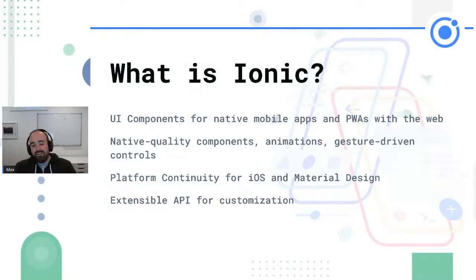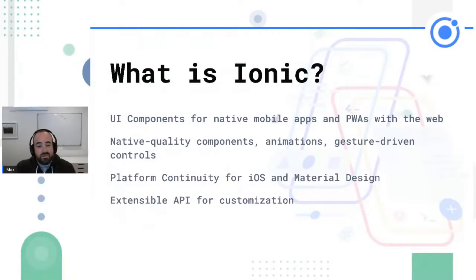Ionic comes with over 100 components that are native quality. So they map to the standard native iOS and Android design patterns, except they're just HTML controls, which is really cool. A lot of the components have animation support. There's animation utilities for doing your own high performance animations. Components are gesture driven, so you can swipe items over and things like that.